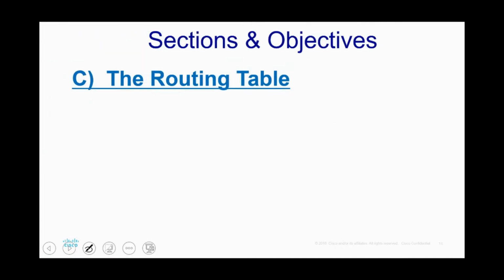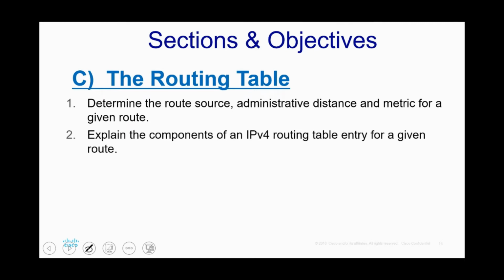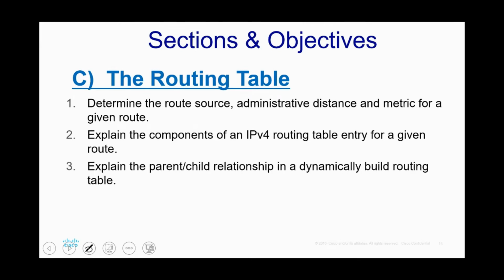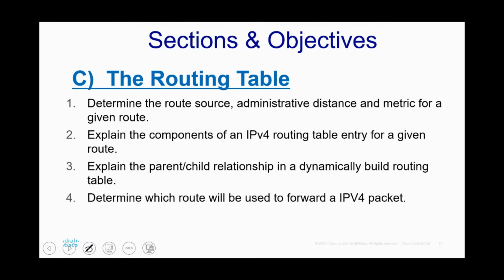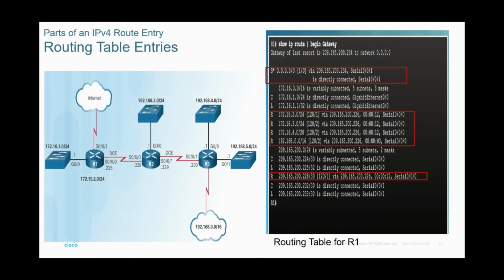In the next session, we're going to talk about the routing tables. I'm going to explain how to determine the route source, administrative distance, and the metric for a given route. I'm going to explain the components of the IPv4 routing table entry for a given route, and also the parent-child relationship in a dynamically built routing table. We'll also determine which route will be used for IPv4 and IPv6 packets. So these are the sessions you're going to focus on.